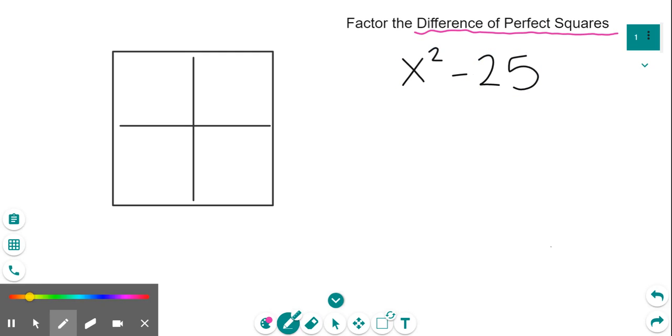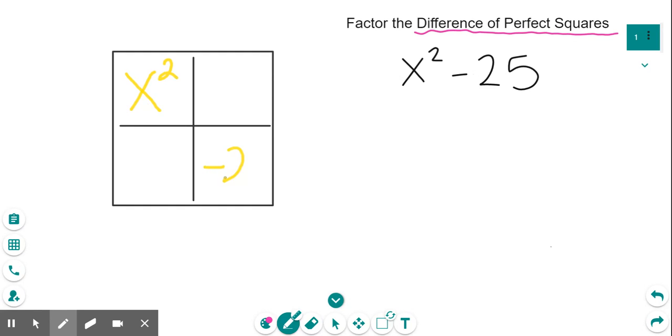All right, so I'm going to fill in my boxes. I have x squared over here, and I have negative 25 over here. Now be careful, remember that that is a negative. Now when we break up our pieces, I'm just going to do this once with the pieces.